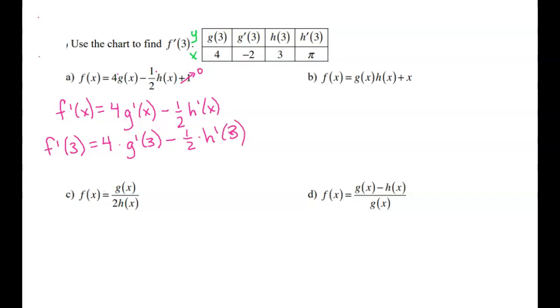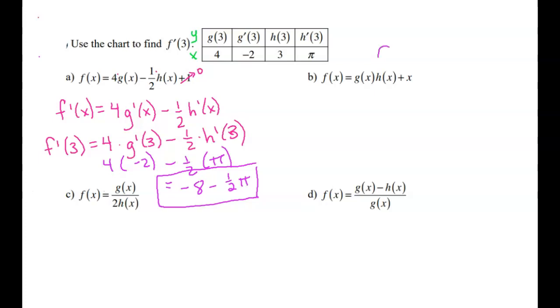So by substitution, here's g prime. I've got negative 2. So 4 times negative 2. And then h prime of 3 is pi. Now, there's not much we can do, but I can say it's negative 8 minus 1/2 pi. We don't use decimals. This would be a non-calculator question. All right, let's try B.